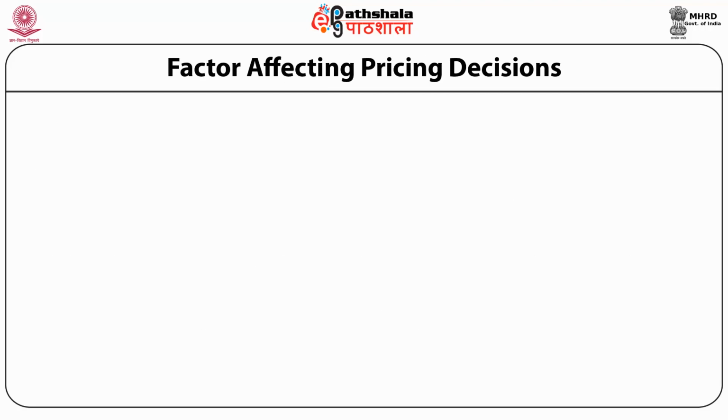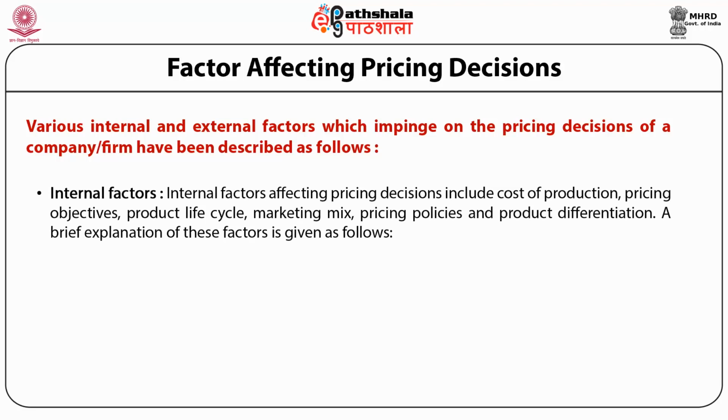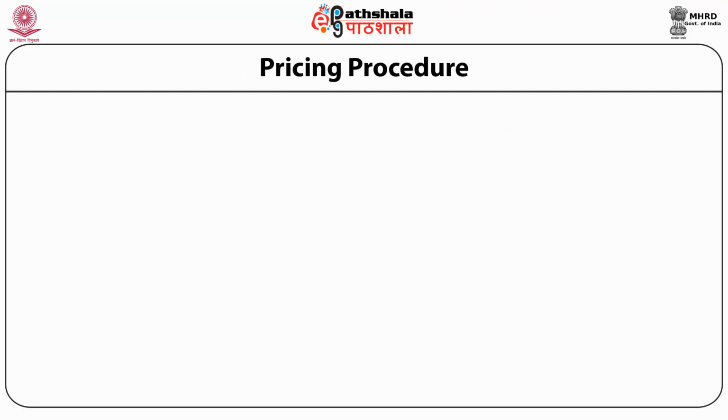Let us now discuss the factors affecting pricing decisions. There are various internal and external factors which impinge on pricing decisions. Let us discuss first the internal factors. The internal factors which affect pricing decisions may include cost of production, pricing objectives, product life cycle, marketing mix, pricing policies, and product differentiation. So let us discuss these factors.